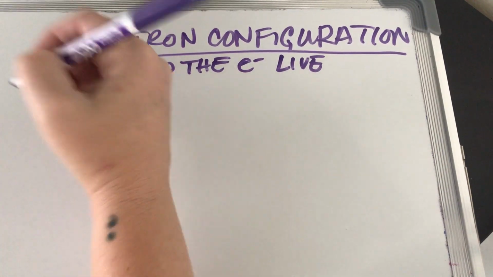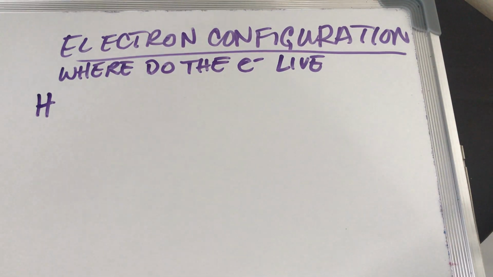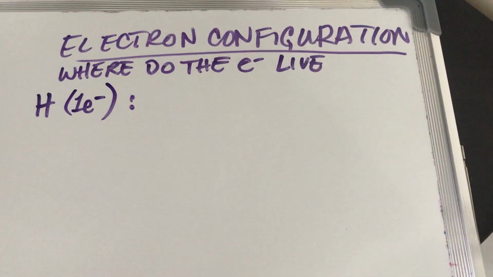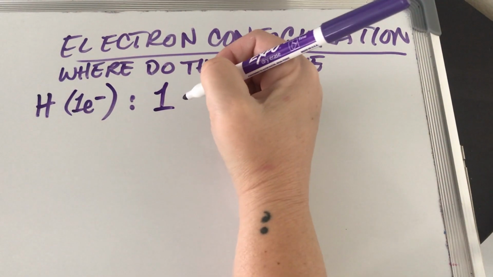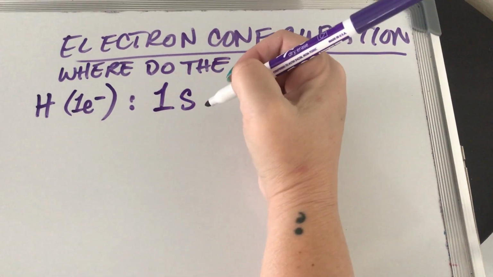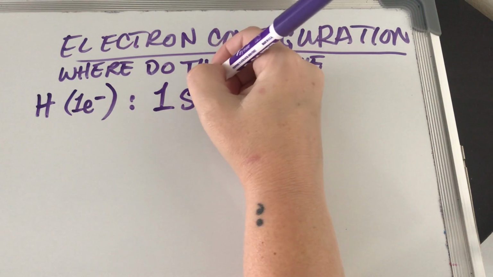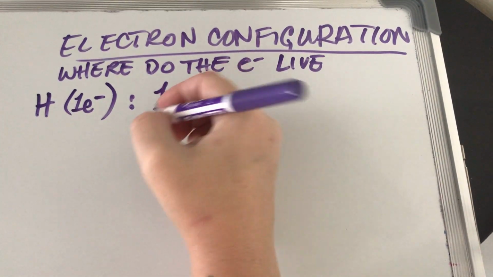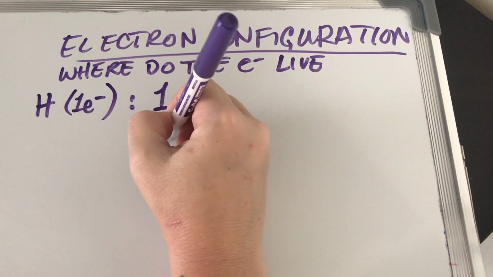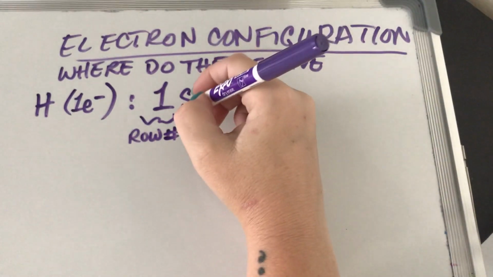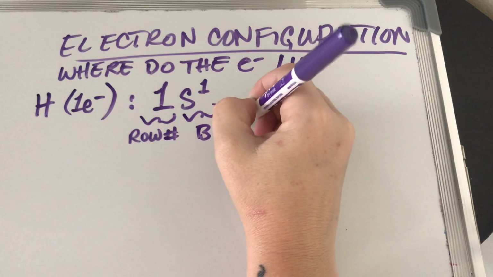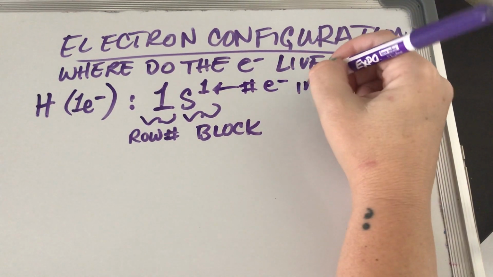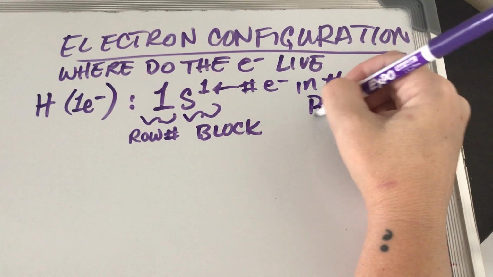So, we start off with hydrogen. Hydrogen has one electron, and that one electron is in row 1 in the S block, and that's our one electron. Okay, so we have the row number, we have the block, and we have the number of electrons in that block.